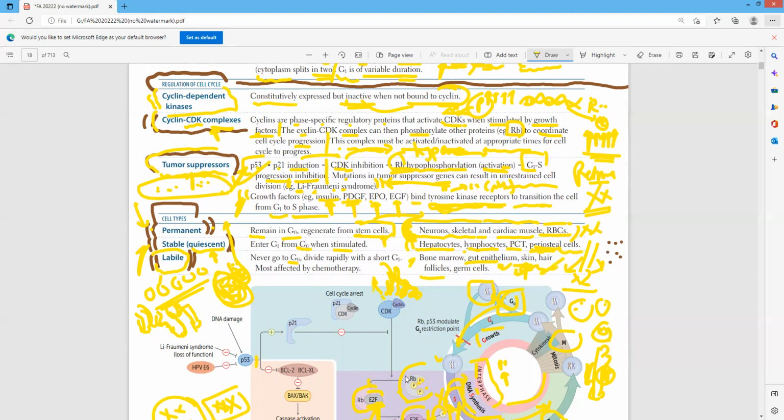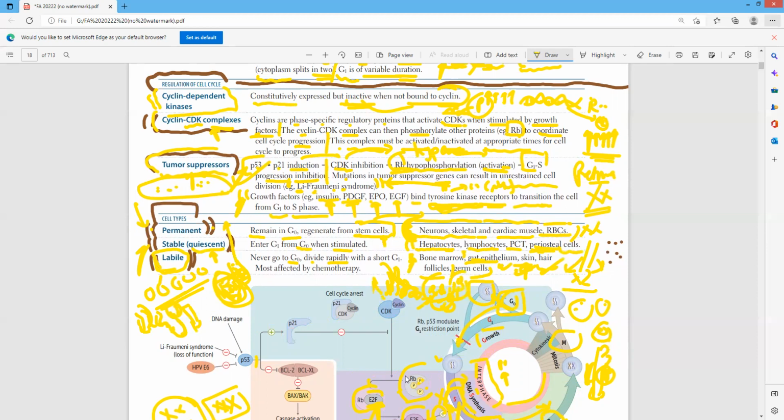And we have the bone marrow, to do what? To produce the cells of the blood: RBCs, white blood cells, and platelets. They undergo the cell cycle. They divide rapidly, and there are the germ cells, the sperms and the ova.